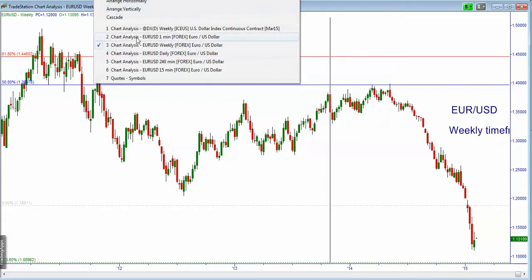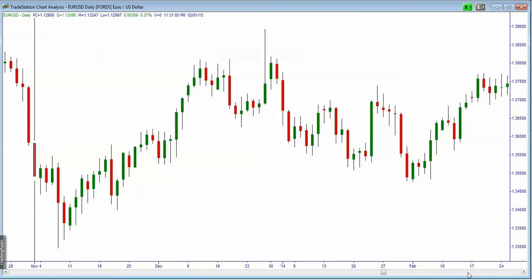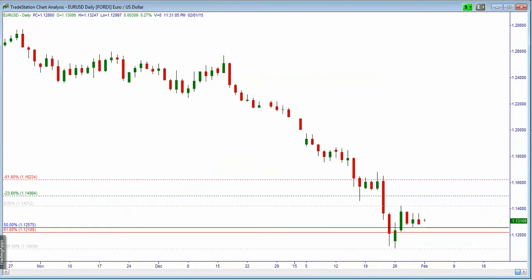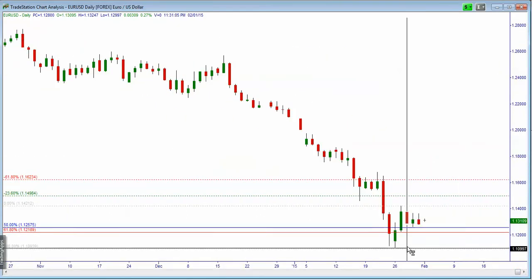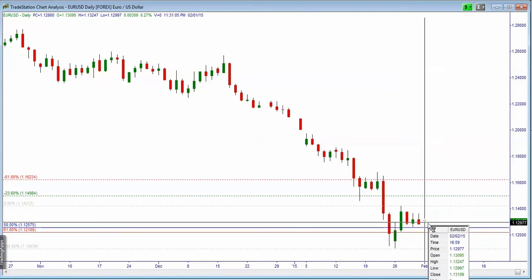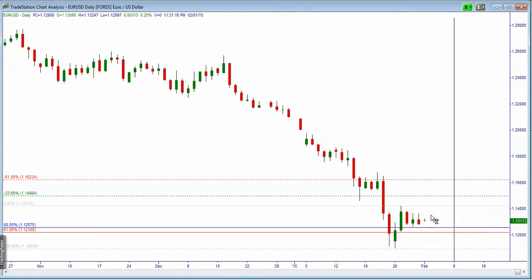So at the moment I will not get involved in this market. This market could actually continue lower. There is still a first target on the weekly time frame.